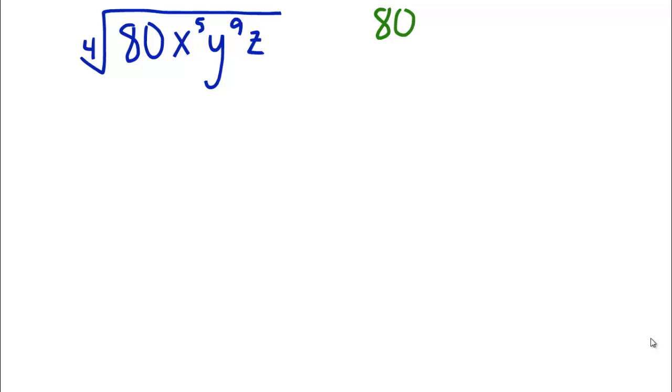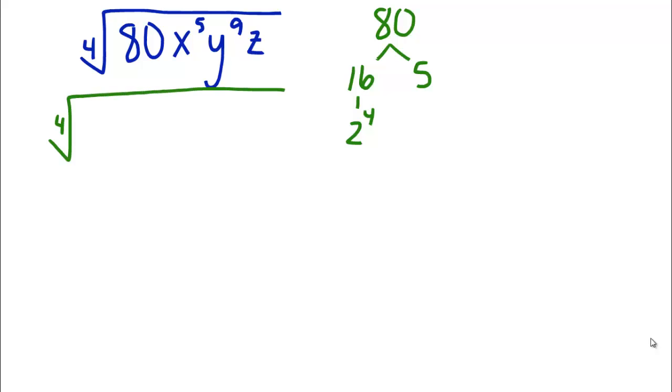I'm looking to write 80 as a perfect 4th power. Well, I know 80 is 16 times 5, and 16 is 2 to the 4th. And it might take you a little bit to figure out that 80 can be written as 2 to the 4th times 5, but the more experience you have with these numbers, the quicker that will come. So let's write out what we can. 80 is 2 to the 4th times 5.